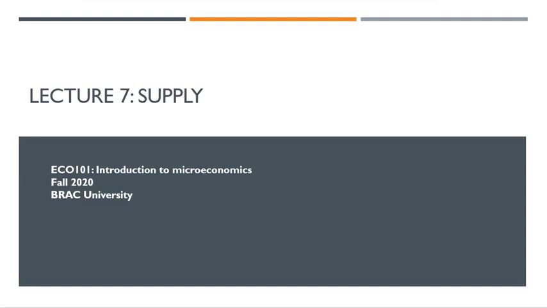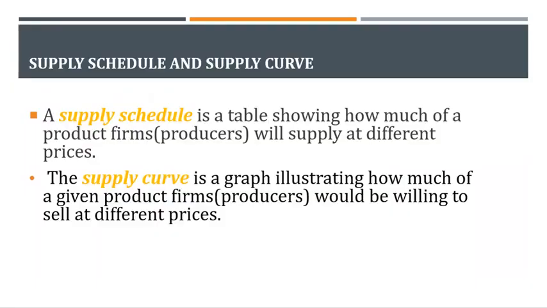However, for a large number of goods and services, the supply process is more complicated than demand. Just like the demand schedule and demand curve, we have a supply schedule and supply curve. A supply schedule is a table showing how much of a product a firm or producer will supply at different prices. And the supply curve is the illustration of that supply schedule. That means how much of a given product a firm would be willing to sell at different prices.